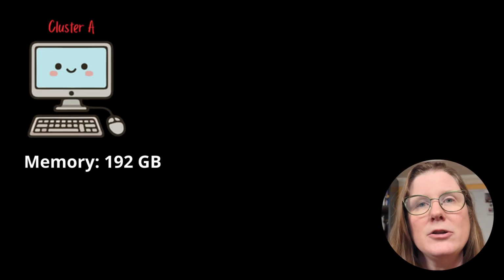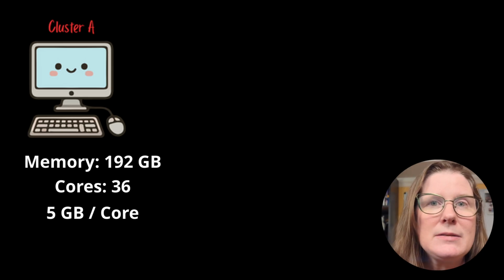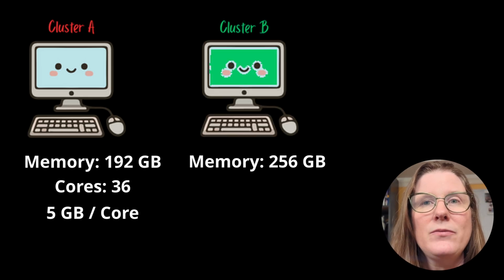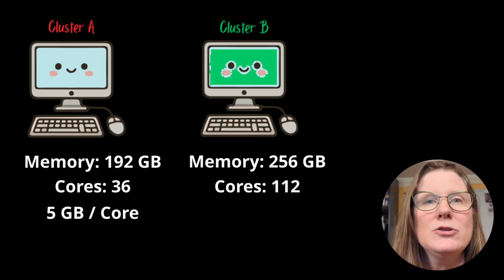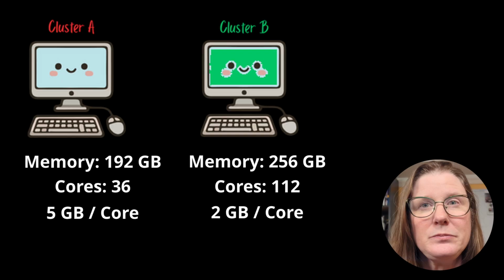Let's walk through a real-world example, migrating a job from one cluster to another. Let's say you have access to 2 different HPC computer clusters, Cluster A and Cluster B. Cluster A has 192 gigabytes of memory and 36 cores per node. This means it has 5 gigabytes per core, allowing for some space for the OS and other system applications. Cluster B has 256 gigabytes of memory and 112 cores per node. That's about 2 gigabytes per core.